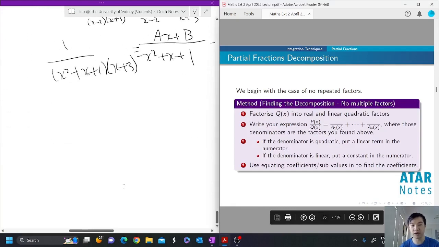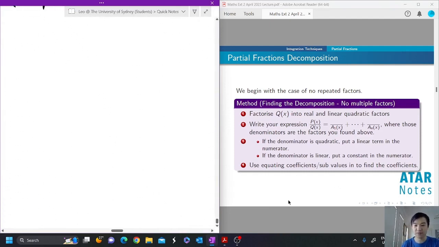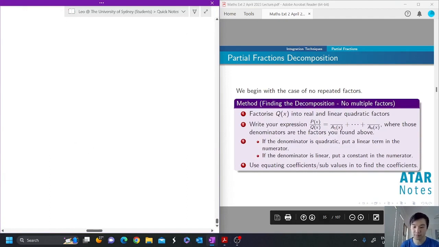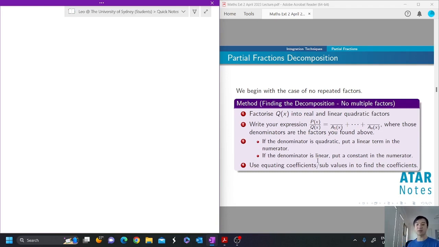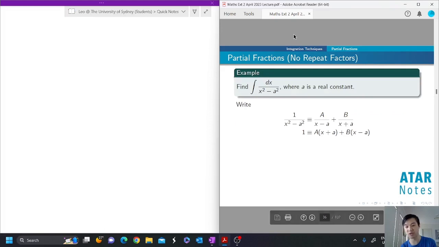So let's begin with a simple case where there are no repeated factors, so no x minus 2 squared or something like that in the denominator. Just factorize your denominator, your q of x, into real linear or quadratic factors. Then write your expression like that. If your denominator is quadratic, put a linear term in the numerator. If your denominator is linear, put a constant. Basically you want the degree 1 less than the denominator. Afterwards you can use either equating coefficients or substituting values, or a combination of both methods, to find the coefficients. It's a bit complicated when I just say it, but it makes more sense when you actually do it.